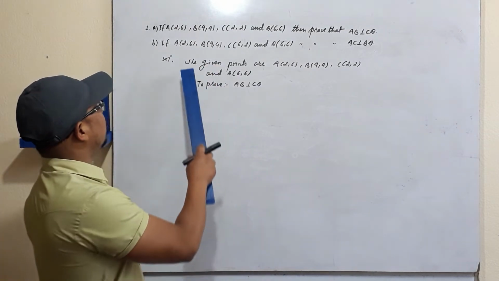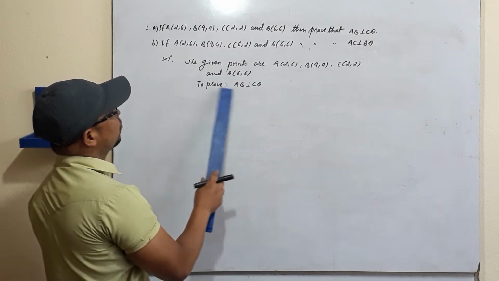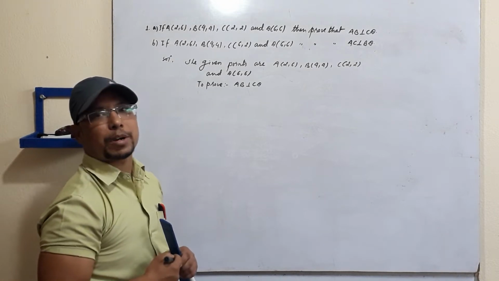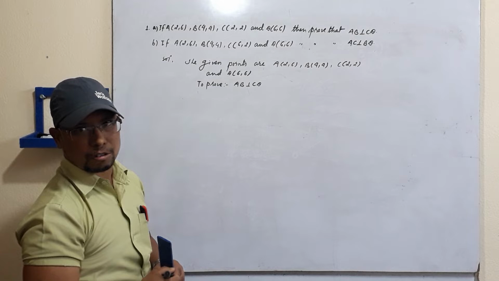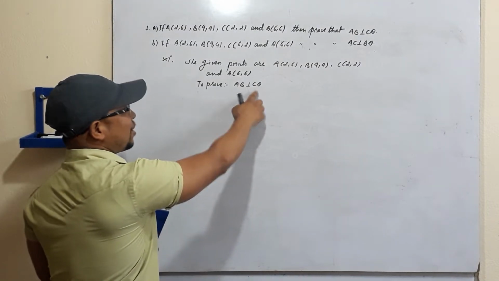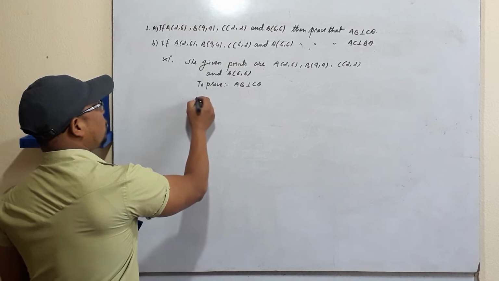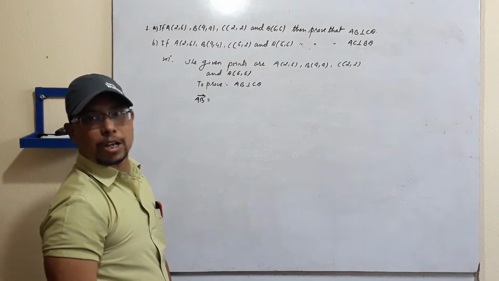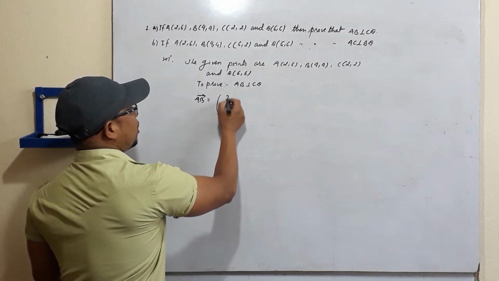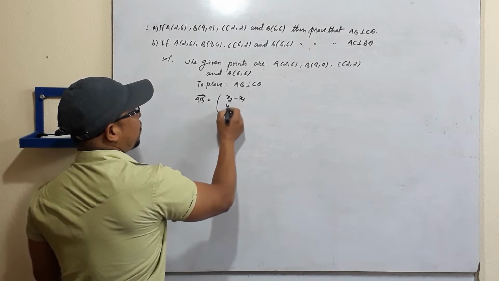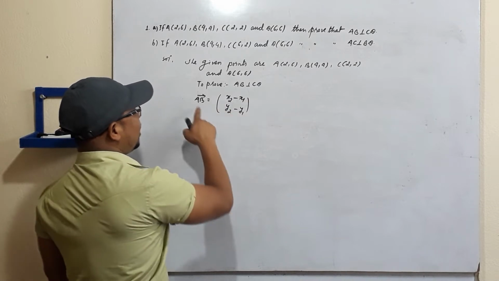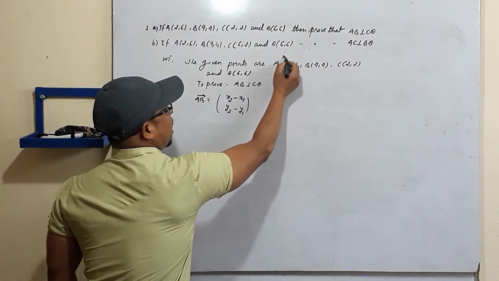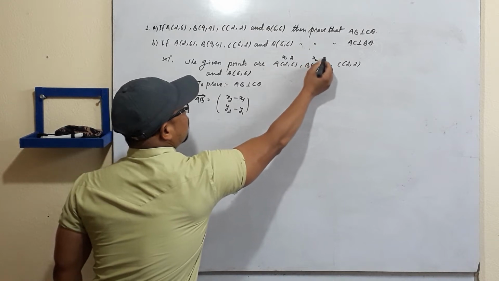Okay, now the given points are these, and you need to prove AB is perpendicular to CD, and we know how to show perpendicular. Showing perpendicular means finding the dot product is 0. Now let's find the AB vector, the CD vector, and find their dot product. The formula for finding a vector is x2 minus x1, y2 minus y1. Here A is x1, y1 and B is x2, y2.